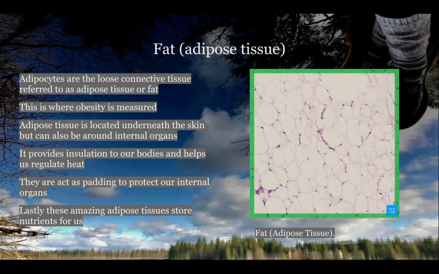I think it's because obesity is something that's really high right now in our population. And so people are on both ends of the extreme where it's too much adipose tissue and at the same time not enough adipose tissue. So finding that good balance is where you want to be because it's really important for us to have it. It's located underneath the skin, but it also can be around our internal organs.